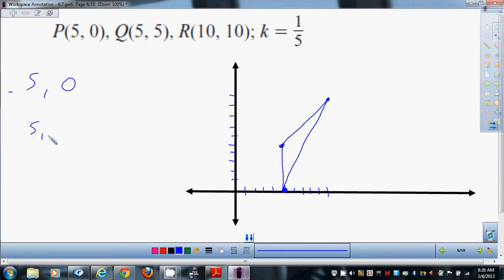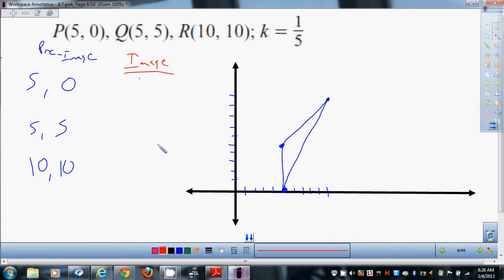Now, multiplying by a fraction isn't really as hard as people make it out to be. This is our pre-image. This will be our image, which I will do in red. Multiplying by a fraction, all you have to do is multiply by the numerator and divide by the denominator. So, we have to multiply all of these by 1/5.